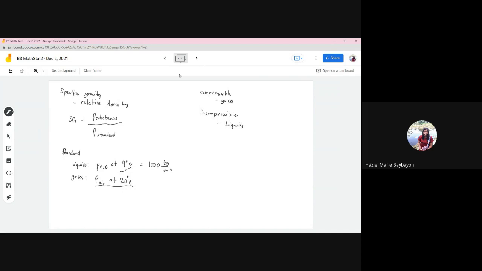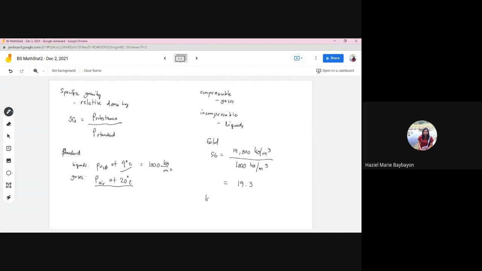So for example, we want to know the specific gravity of gold. So this is just equal to 19,300 kilograms per meter cube divided by the standard, which is that of water. So this is equal to 1,000 kilogram per meter cube. So the specific gravity of gold is 19.3. So wala siya unit class.